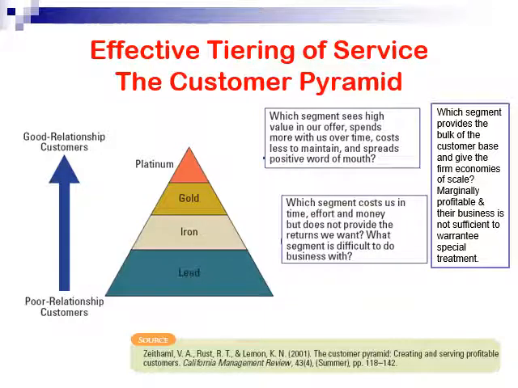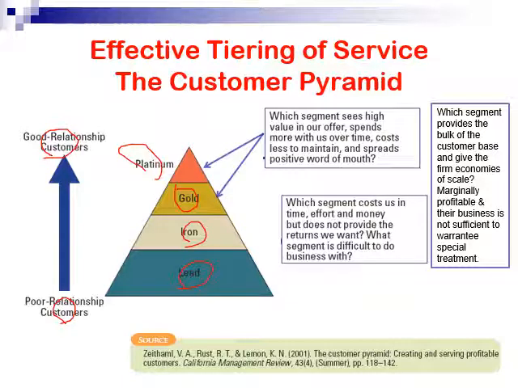Here's a good example of tiering of service, named the customer pyramid. As you can see, there are four tiers of customer base, starting from the top: platinum, gold, iron, and lead, based on the strengths of a relationship. Among them, which segment sees the high value in our offer, spends more with us over time, costs less to maintain, and more importantly, spreads positive word of mouth? Which segment?